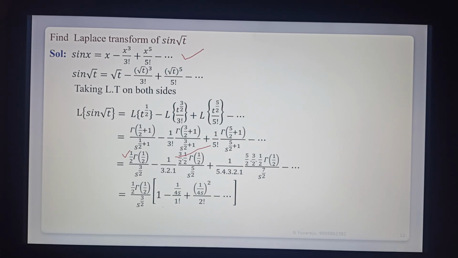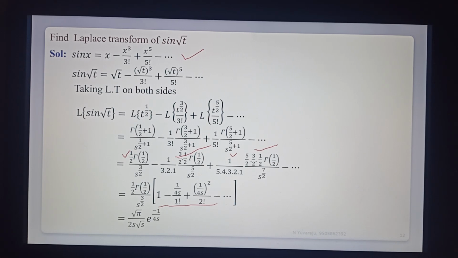Okay? So the remaining terms: 1 minus 1/4s by 1 factorial after simplification, which can be written in the form, first one term 1 is the common. So the remaining terms are 1/4s by 1 factorial plus, in this one, remaining (1/4s) whole square by 2 factorial, minus, and so on. So which form is this? 1 minus x by 1 factorial plus x square by 2 factorial minus, and so on. That is the e power minus x expansion.